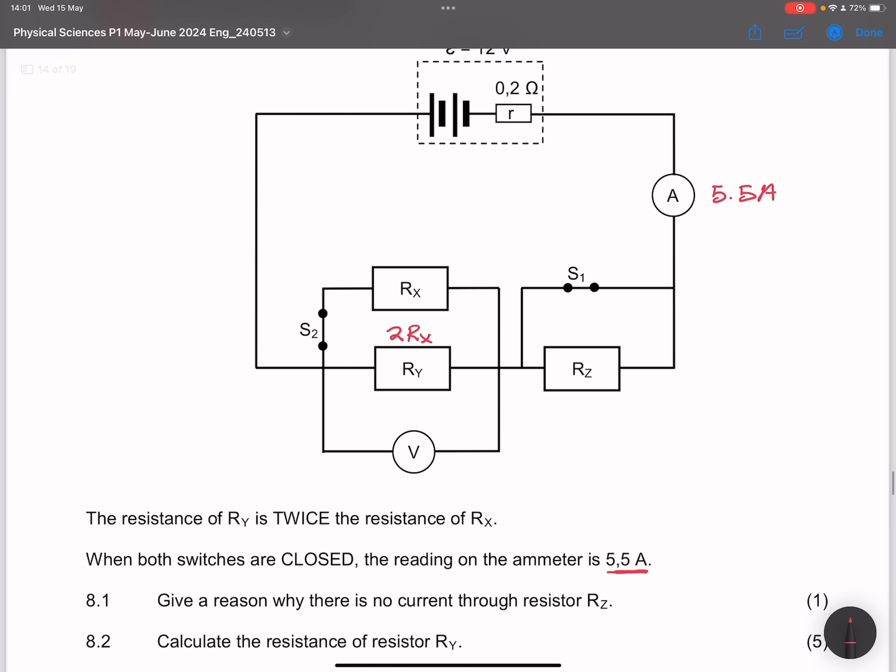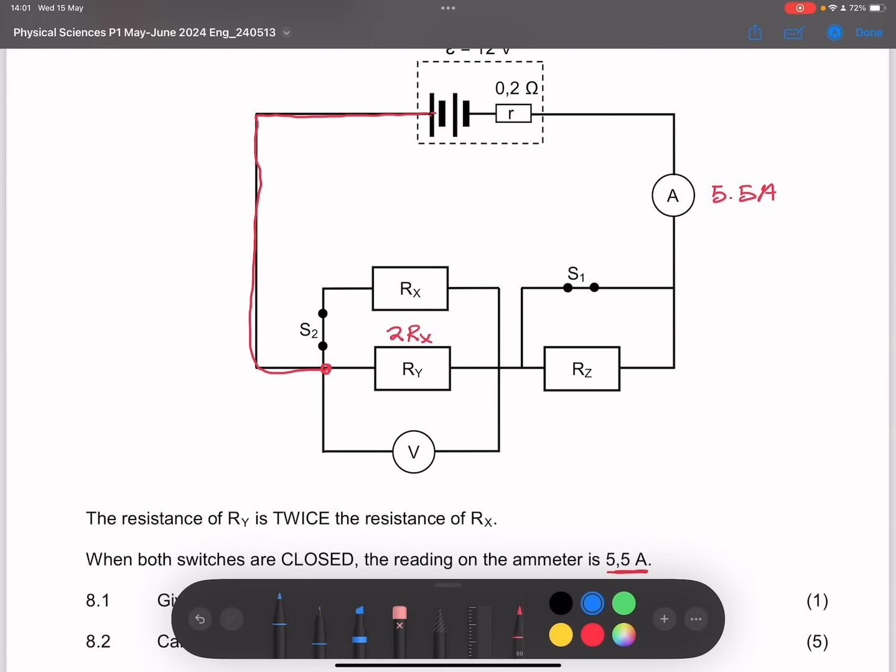Now they say, give a reason why there is no current through Rz. Very important. Ladies and gents, note that we're going to have total current passing through the circuit. What happens when we get to that node? Remember, no current passes through the voltmeter. So we'll have some of the current dividing, going into Rx and some going into Ry. But at that node again, we've got the total current, the red current. But now why does it bypass Rz?